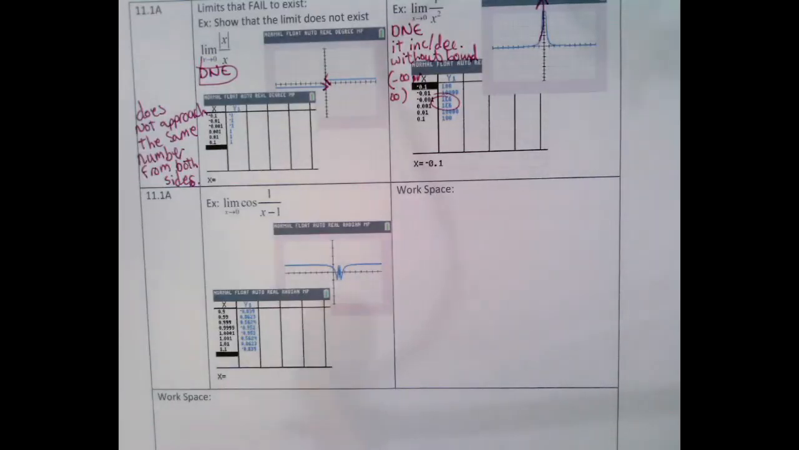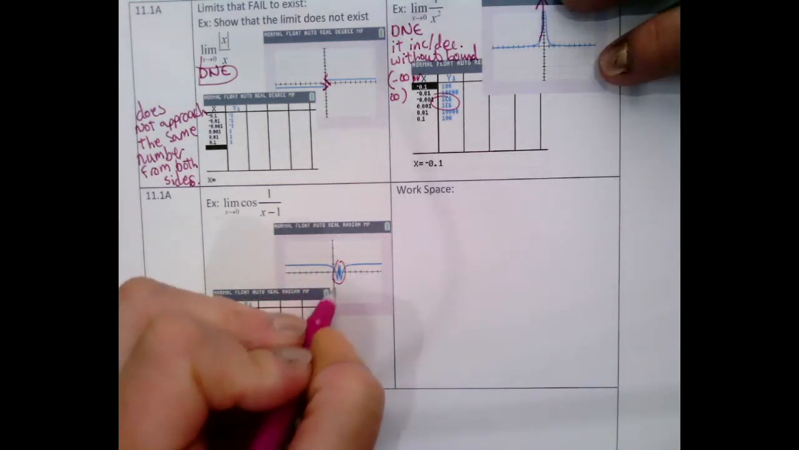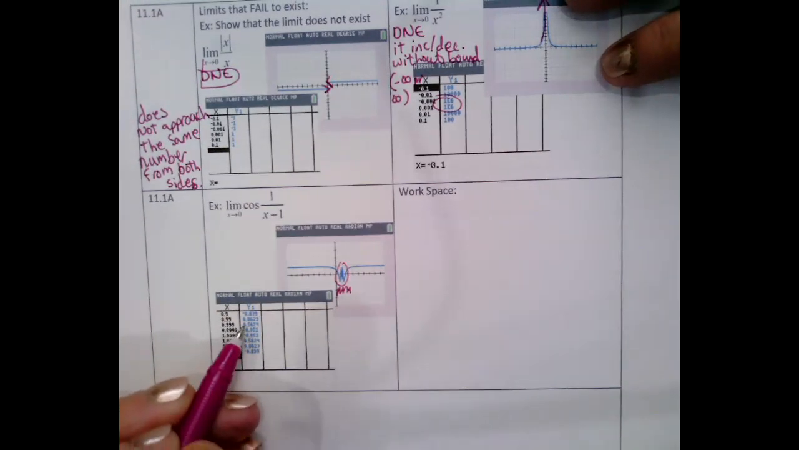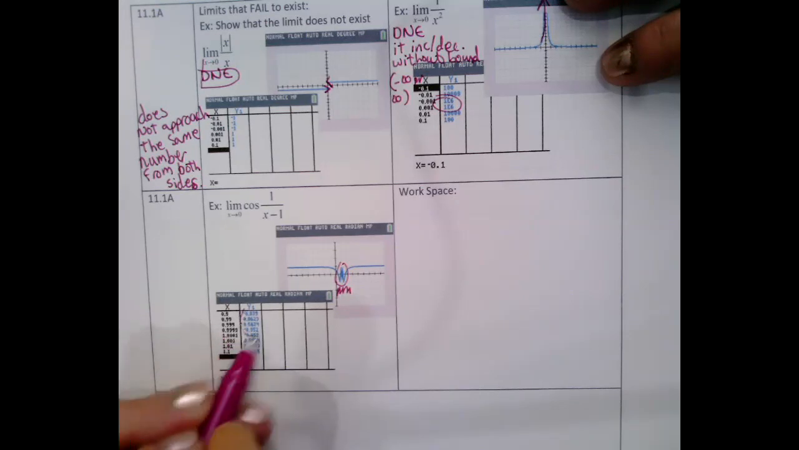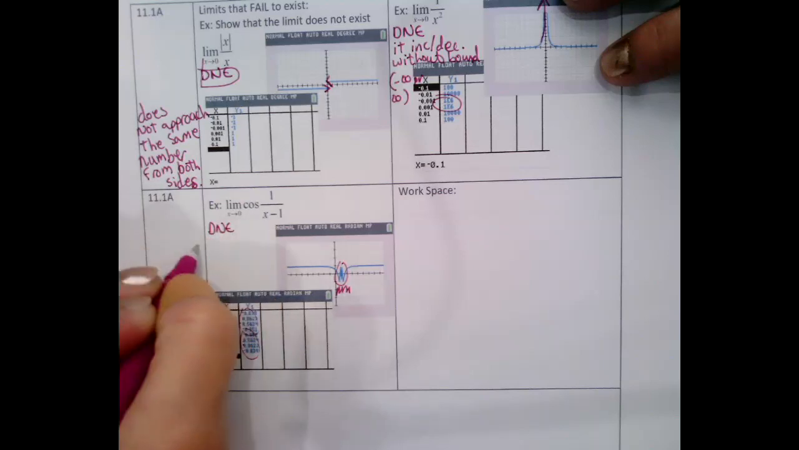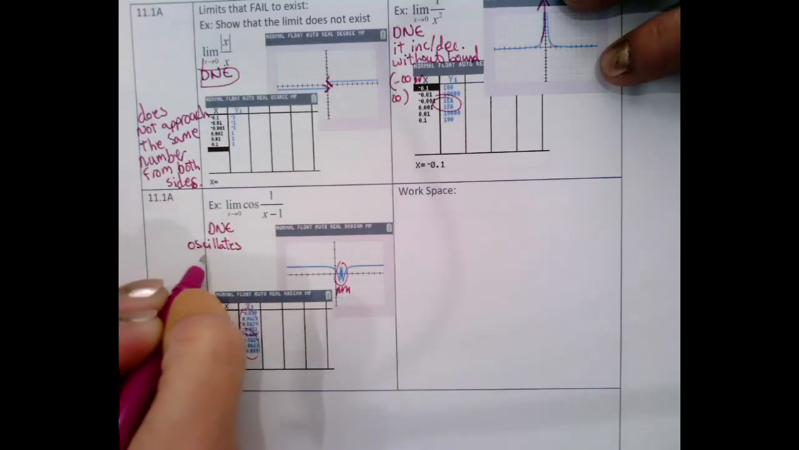And then this last one here also does not exist. The reason that this one does not exist, if you can see right here, it goes back and forth. And if you look at this graph here, you can see that it bounces back and forth. So these values are exactly the same. This one does not exist because it oscillates, going back and forth between two values.